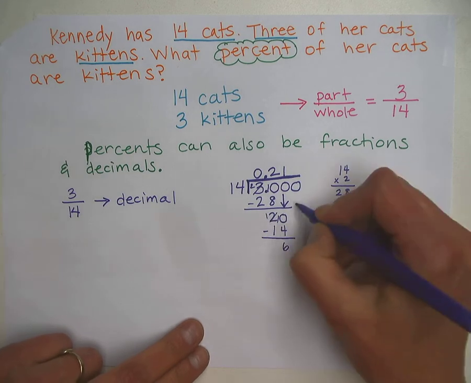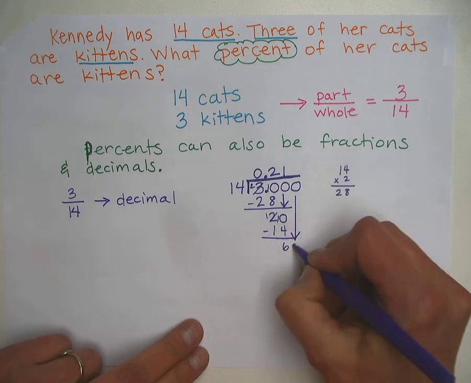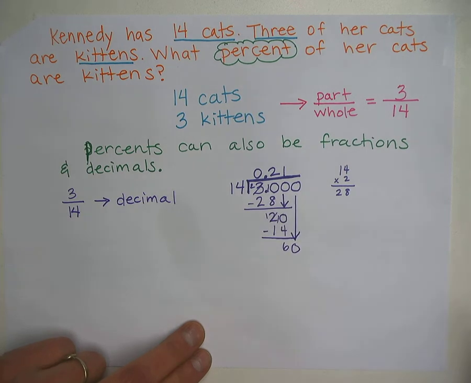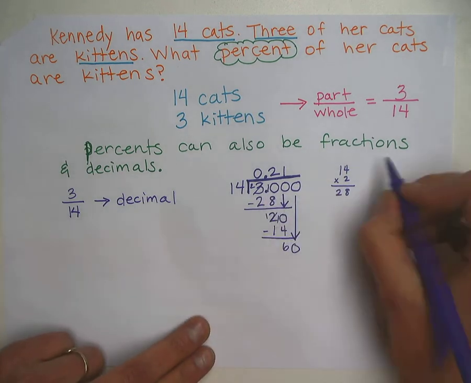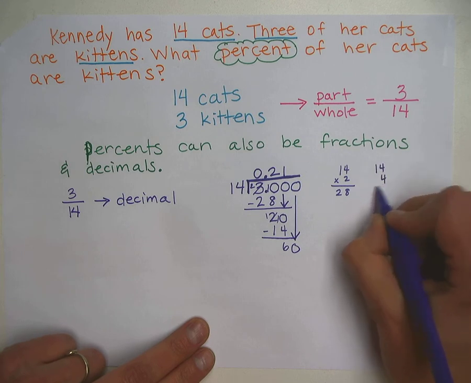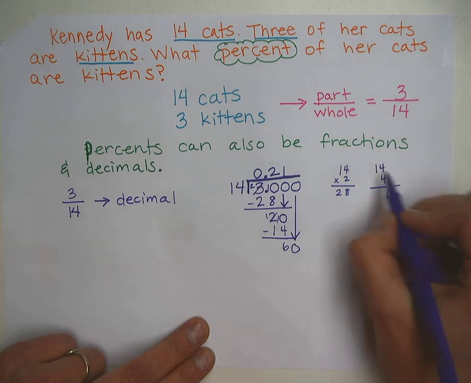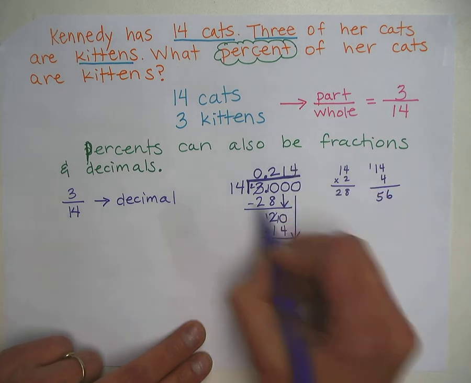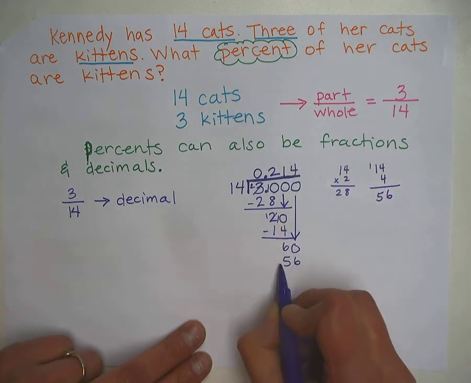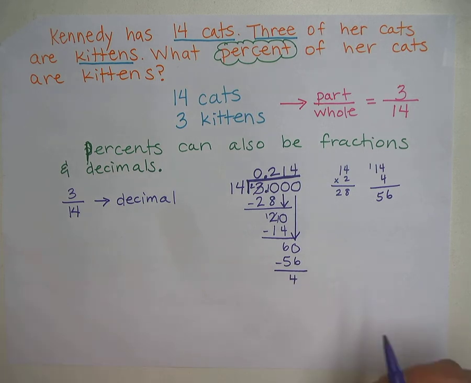Get 6 and bring down that last 0. And 14 into 60 4 times. So it went into 30 twice. So 14 times 4 is 56. Okay, so 4 times is right. And then you end up with a 4 at the bottom.